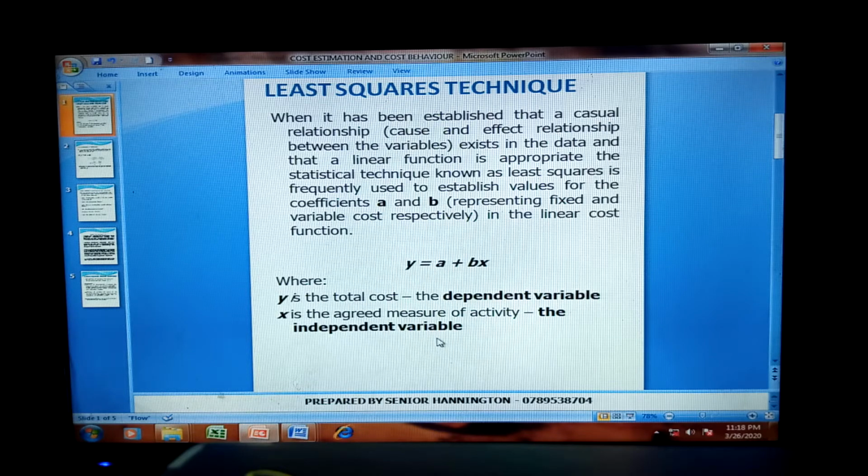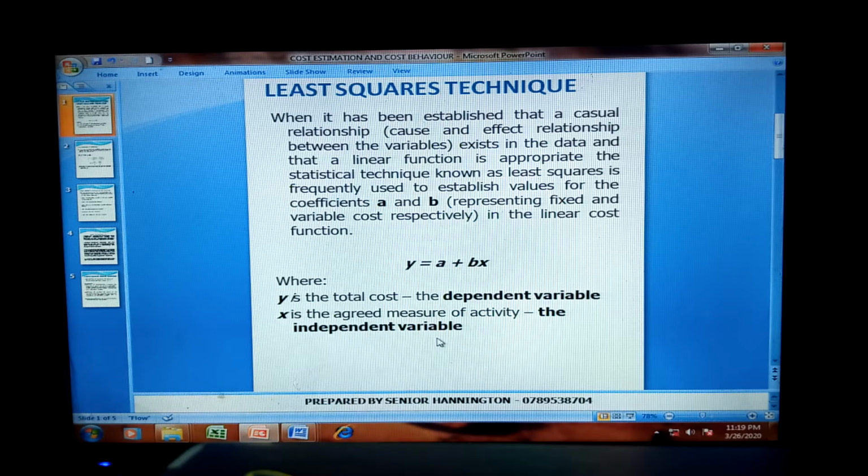Alright, I believe you have the class notes already. This is our part 2 of cost estimations and cost behavior. You already have part 1, which was all about the introduction of the topic, an overview about some of the approaches used to predict costs and analyze costs according to their behaviors, that is variable as well as their fixed elements.